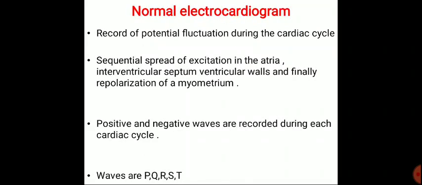Normal electrocardiogram is the record of potential fluctuation during the cardiac cycle. Sequential spread of excitation occurs in the atria, interventricular septum, ventricular wall, and finally repolarization of the myocardium occurs. Positive and negative waves are recorded during each cardiac cycle. The waves which are recorded are the P wave, Q wave, R wave, S wave, and the T wave.